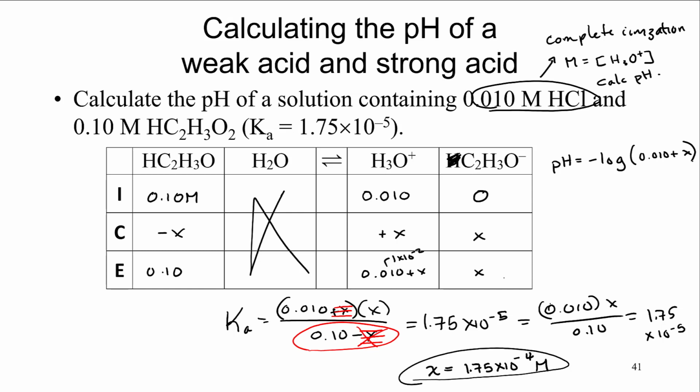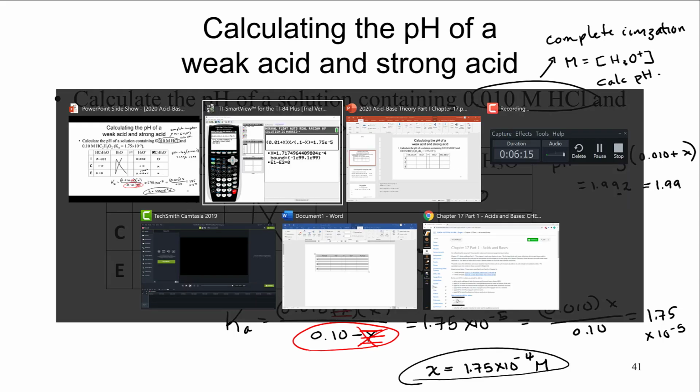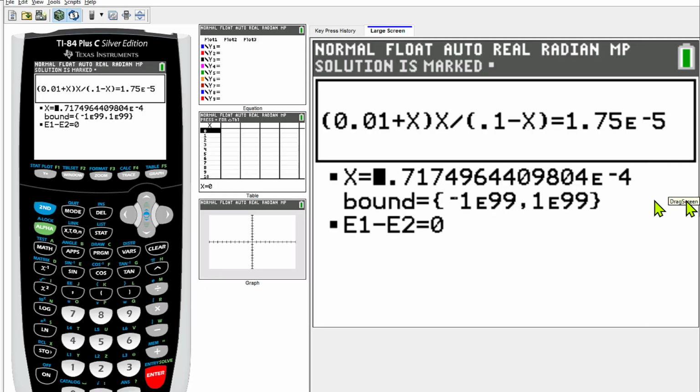So I ended up with 1.992 for my pH. Now you have to remember I only have 2 sig figs, so I would round it there, so it would be 1.99. And just to show you this, let me switch over. I actually solved that on a calculator.